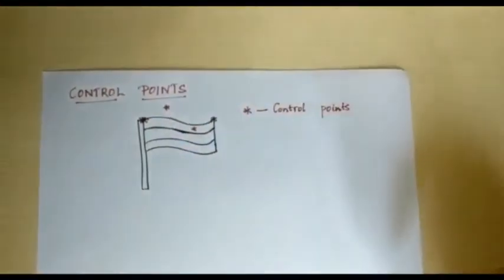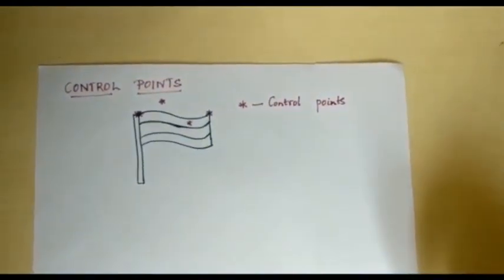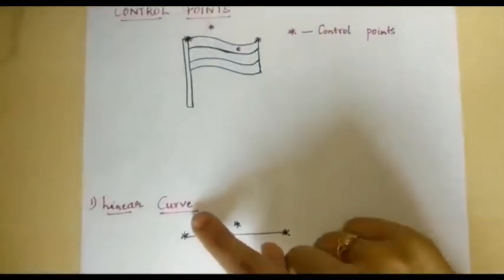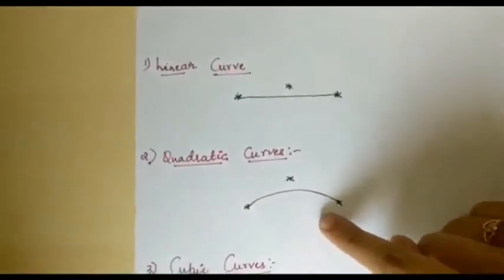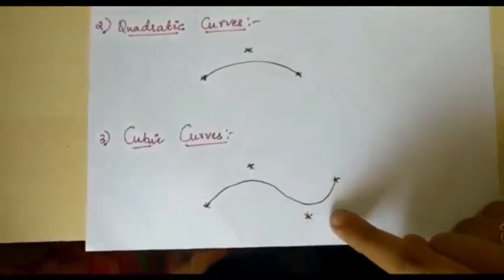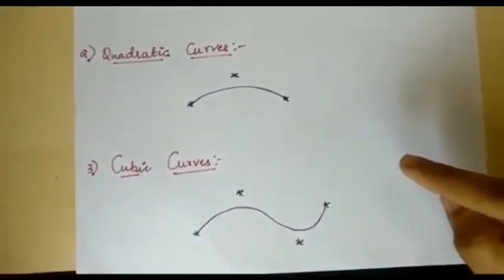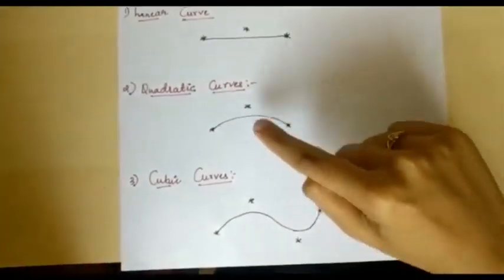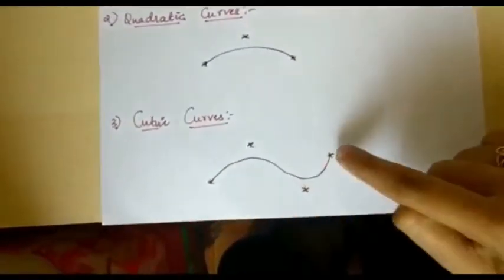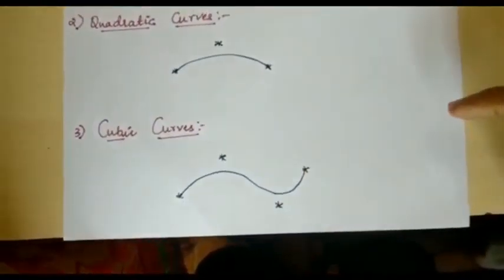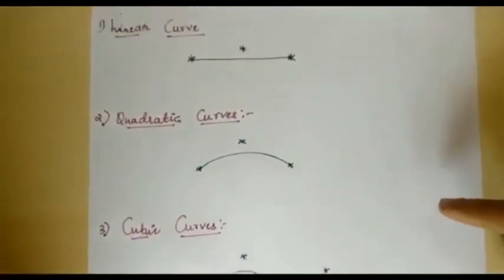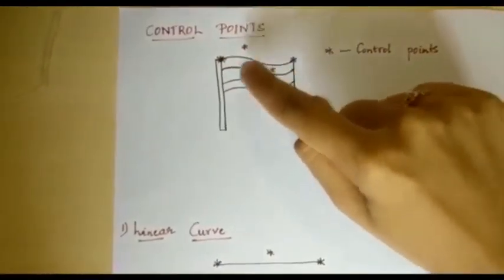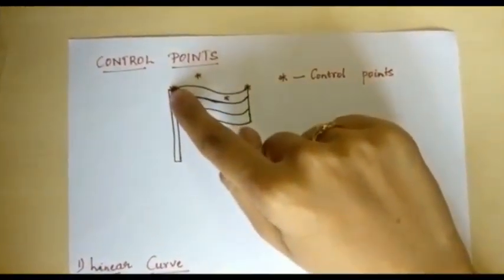We will be seeing this here. Here are the control points that can be used to move the flag in a dynamic way. These are the control points. Basically, there are three types of curves these control points can be used for: linear curve, quadratic curve, and cubic curve. It is based on the number of points that a curve has. We are using a cubic curve here, which has four control points.